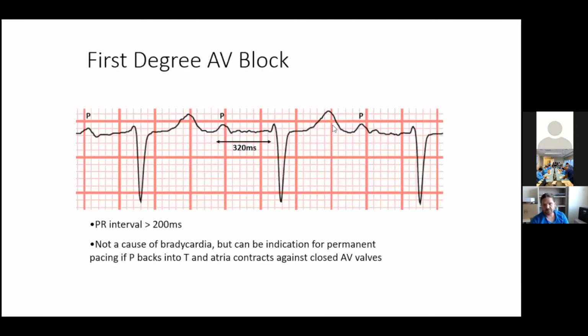So just to review, first degree heart block is when the PR interval is over 200 milliseconds. This is not a cause of bradycardia in and of itself, but it can be an indication for permanent pacing if the P backs up into the T wave and the atria contract against a closed AV valve. So I mention it here with the other bradycardias.